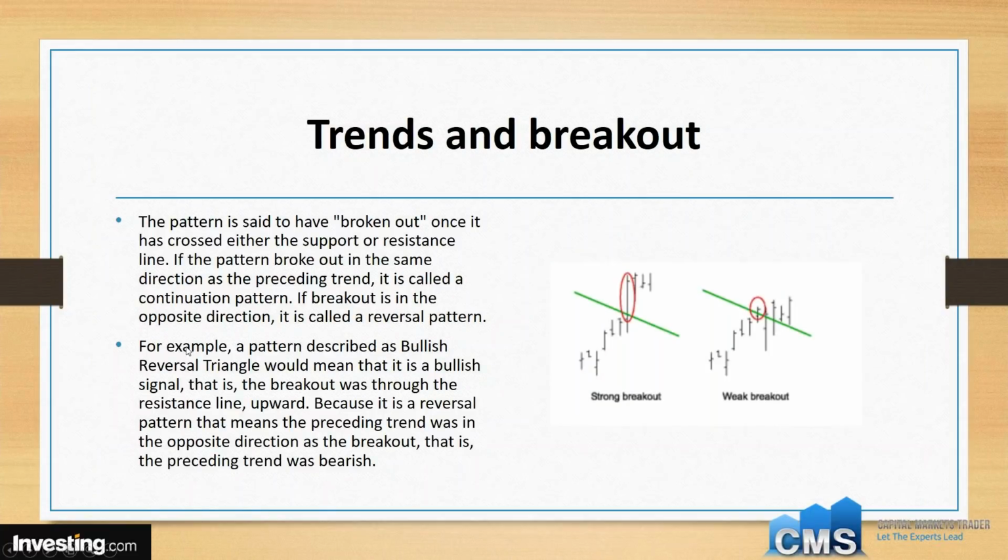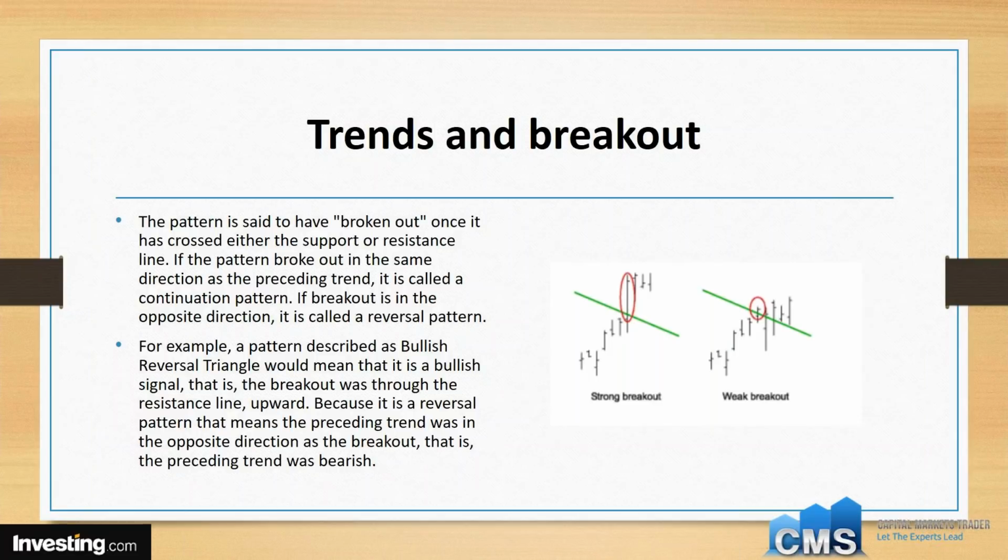Now, the pattern is said to have broken out once it has crossed either the support or resistance line. Head and shoulders have definite breaks in a specific manner. Triple tops and triple bottoms have definite movements in specific manners. Whereas triangles, wedges, and rectangles do not. You have the formation of these patterns, but none of them will tell you until it actually happens whether price is going to break up or break down.